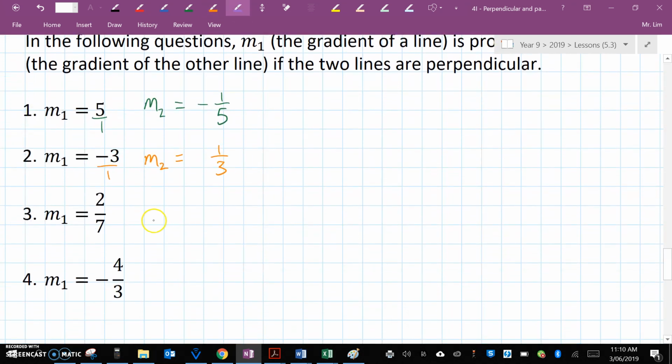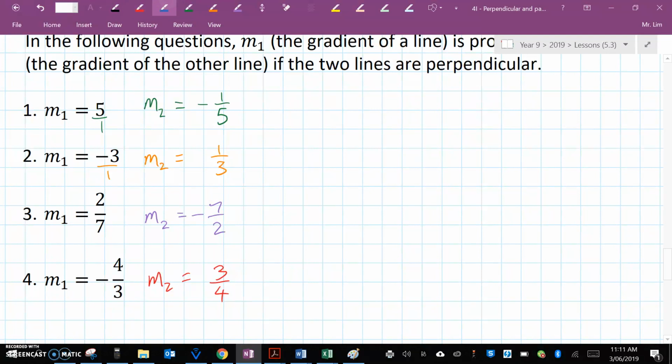Question 3. Flip the fraction, change the sign. Question 4. Flip the fraction, change the sign.